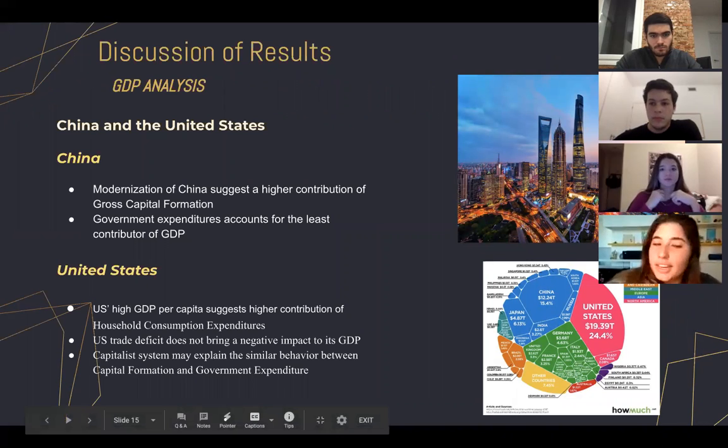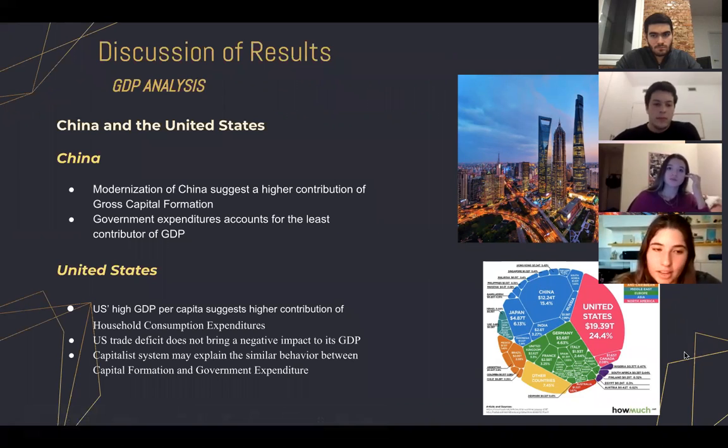Analyzing our results, we can identify that both the United States and China have experienced economic growth in the last years. Considering the last decades of modernization and industrialization in China, the GDP contributor that stands out is the gross capital formation, which accounts for the fixed assets invested by governments in the country's development. Moreover, government expenditures account for the least contribution to the GDP in China. Low general government expenditures indicate a low investment in the population's well-being, including investments in healthcare, schools, and security.